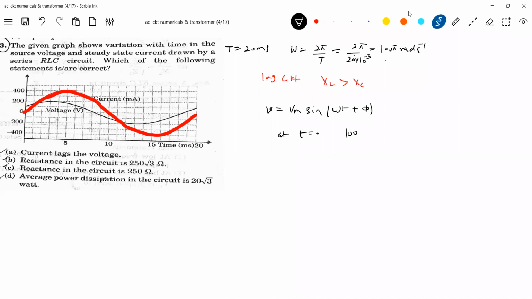So here 100 is equal to maximum voltage times sine of phase. What is the maximum voltage? You look at the graph. Sir, 200, sir. Maximum voltage is 200. Yeah. Current is that one, no? So now with this, the phase angle will be pi by 6.